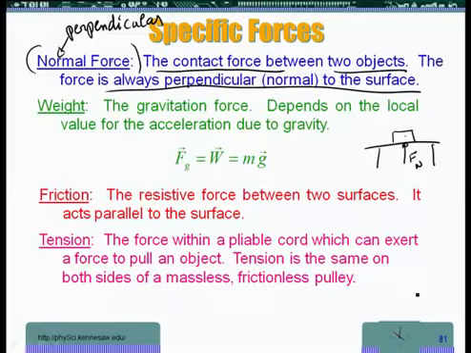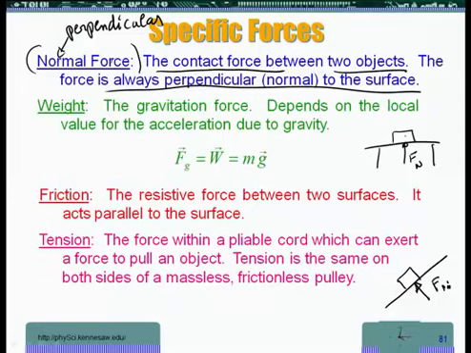Now, if I put a block along an incline, then the incline is going to exert a normal force on the block, and the normal force is going to be perpendicular to the incline. That's why we call it normal. It's going to look like that.